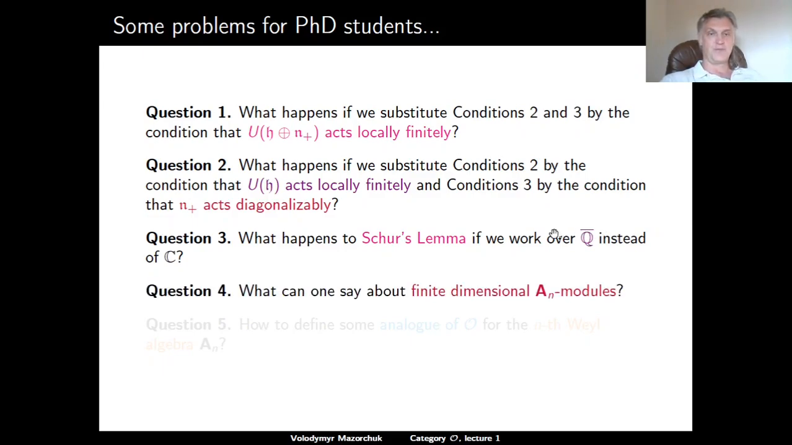Question number 4: what can one say about finite dimensional A_n modules? There is a very big difference between simple finite dimensional or finite dimensional modules over the Lie algebra and finite dimensional modules over the Weyl algebra. It's interesting to think about this. And also a natural question: is it possible to define some analog of O for the n-th Weyl algebra A_n? What kind of conditions, how can one adjust the conditions from the Lie algebra setup to the setup of the Weyl algebra?